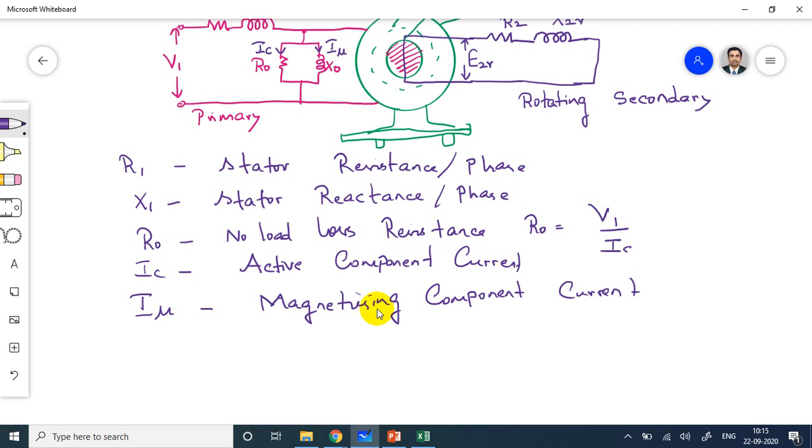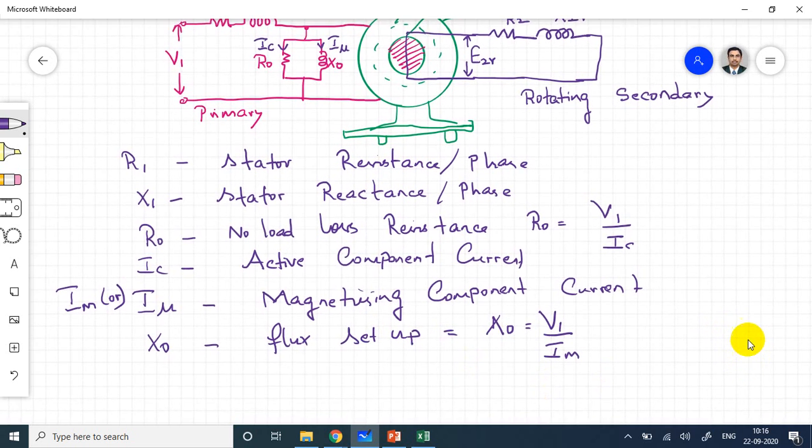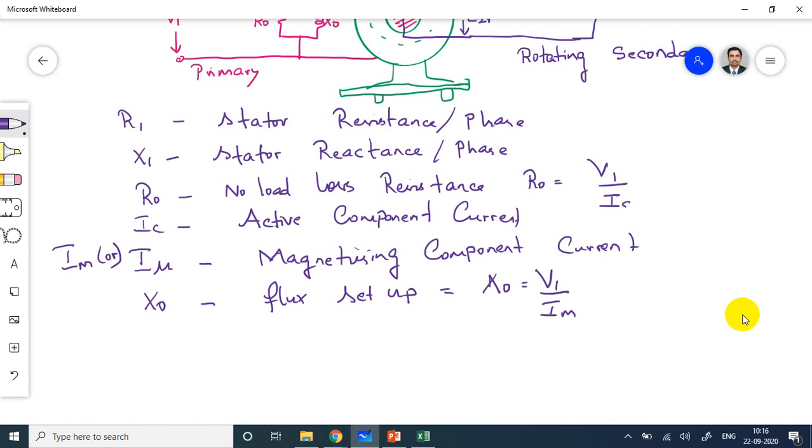current. This I mu we can mention with the notation Im also. Then X naught will be the reactance of the flux setup, which is X naught equals V1 by Im. These are the notations. And X1 is the stator reactance.